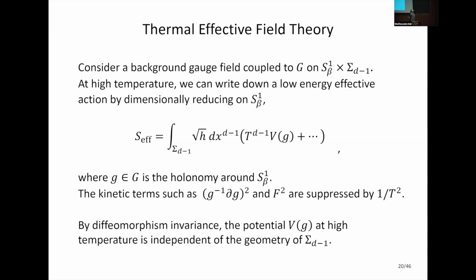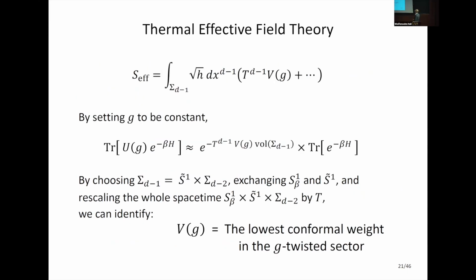One of the wonderful things about this low energy thermal effective field theory approach is that it is very general. Once you write this low energy effective action in a diffeomorphism invariant way in terms of background fields, we can put it on any Cauchy surface and calculate this V of G. As I'm going to explain, this V of G is what we need in order to obtain the result we find. So we can choose the Cauchy surface in a way that is convenient for us. What I'm going to do is choose this Cauchy surface to contain an additional circle. So the total space has a thermal circle and this additional circle on the Cauchy surface times the rest.